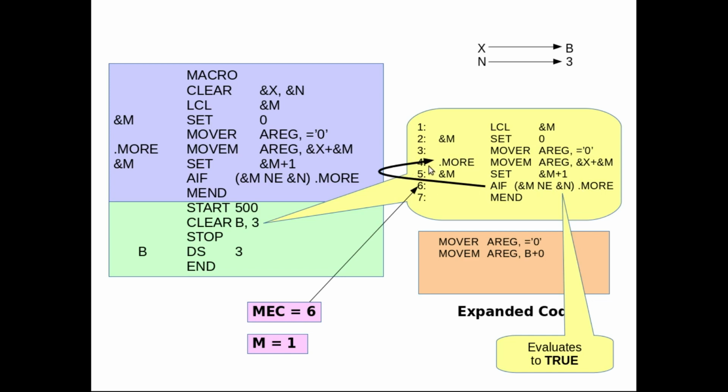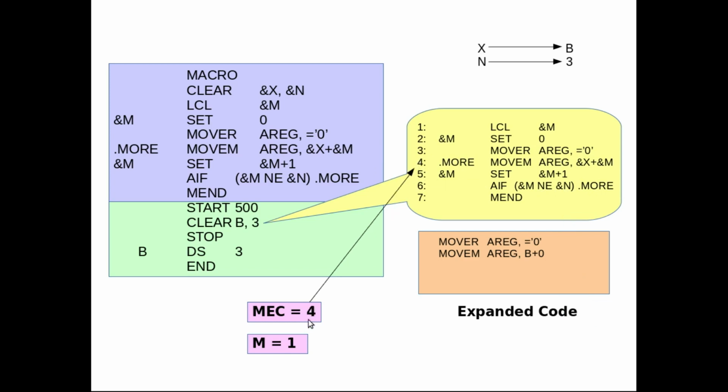And this is our expansion time loop. We are going back to statement number 4, and we will keep going to statement number 4 as long as this evaluates to true. So since we need to go back to statement number 4, MEC will change to 4, and we will process this statement one more time. Again the statement will be generated, but this time x will be replaced by b, and m will be replaced by 1. So the statement that will be generated is b plus 1, and that completes the processing of statement number 4.